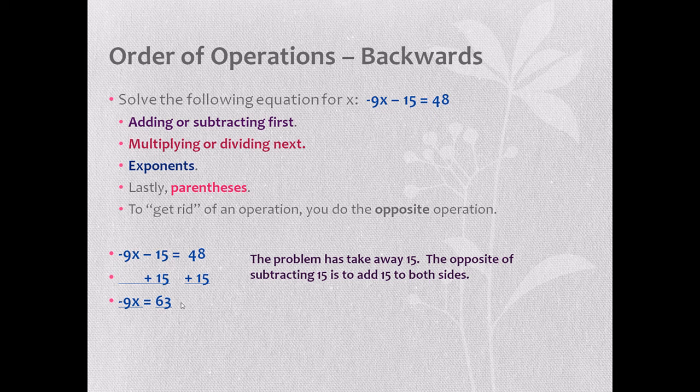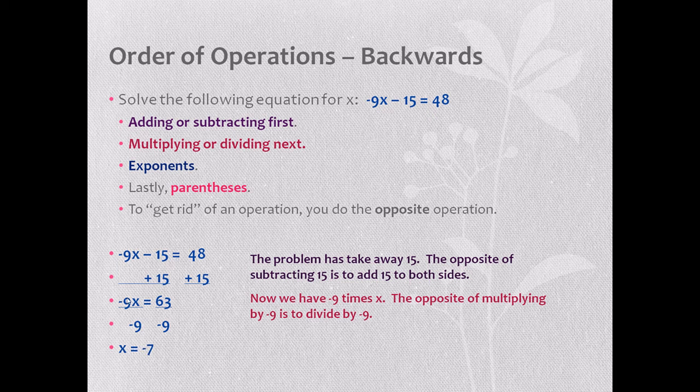Okay, moving down my list, going backwards: multiply or divide. I have negative 9 times a number. What's the opposite of multiplying by negative 9? Divide. Divide by negative 9. So negative 9 divided by negative 9 gives me 1x, and 63 divided by negative 9, a positive divided by a negative, is a negative. So now we were able to solve by using order of operations backwards.